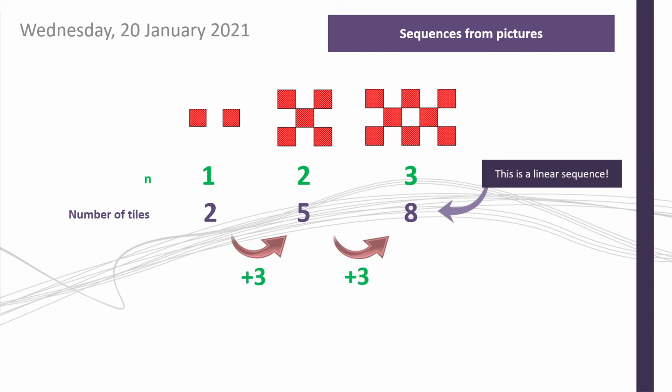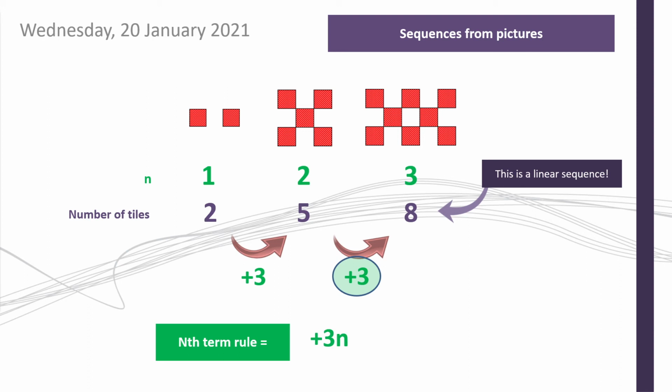To get the nth term rule, we multiply n by the difference, which is 3, then add the zeroth term. What would the zeroth term be? Again, do to the first term the opposite of what you would do in order to get the next term. 2 minus 3 equals minus 1. This means the nth term rule is n times the difference, which is 3, subtract 1, or 3n minus 1.